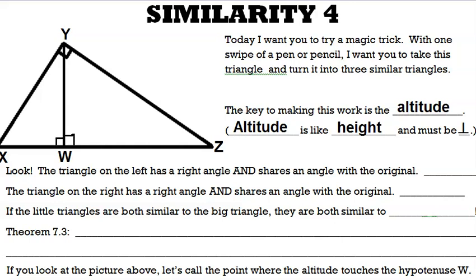Now, when I say it created 3 triangles, what I mean is we have one here, we have a second one here, and then the whole thing counts as the third. And they are all actually similar to each other.